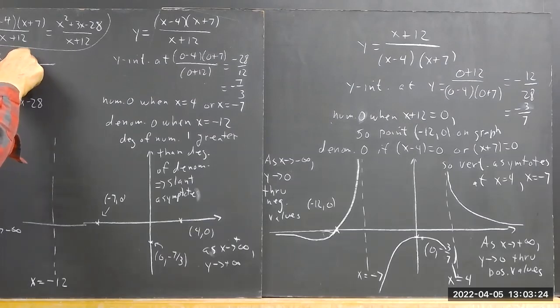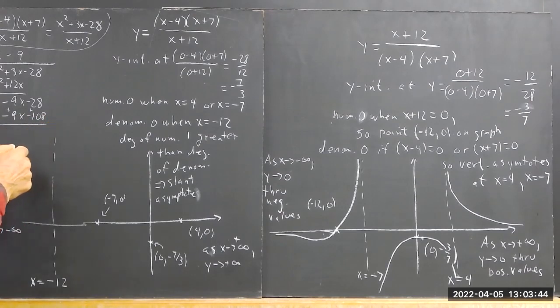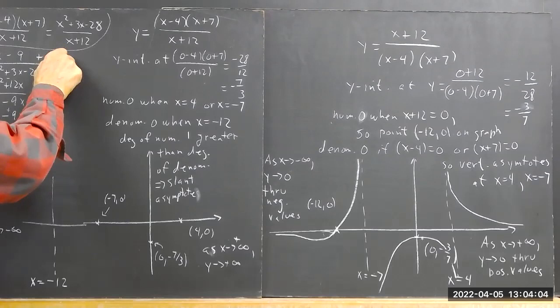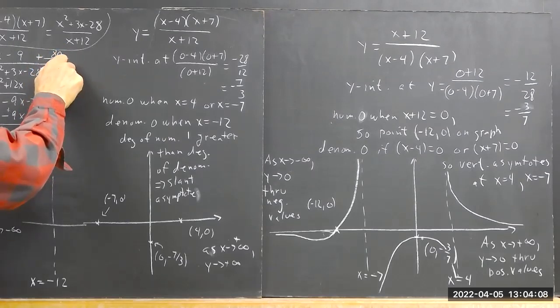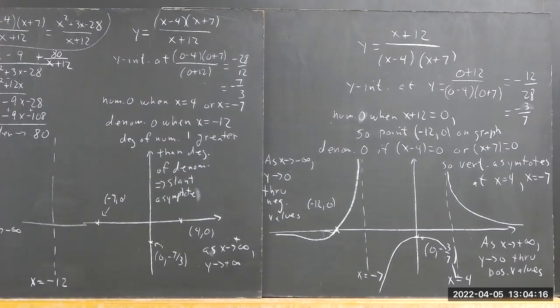We're going to get negative 9x minus 28. It's negative 9 because negative 9 times x is going to match up to negative 9x. Negative 9 times 12 is negative 108. Then we subtract this, which means we add 9x to negative 9x, which gives us 0, and 108 to negative 28, which gives us 80. So here's your remainder. This is going to be plus 80 over x plus 12.